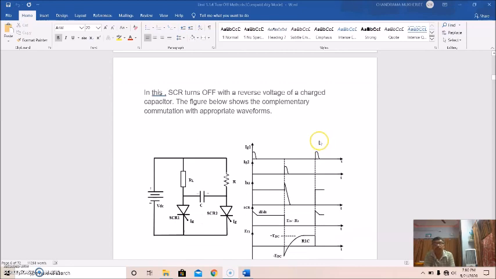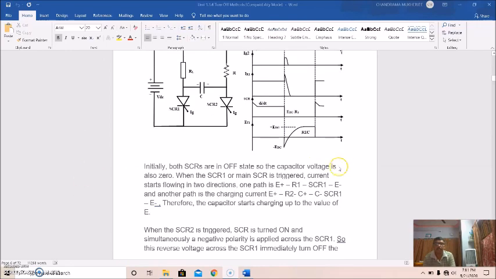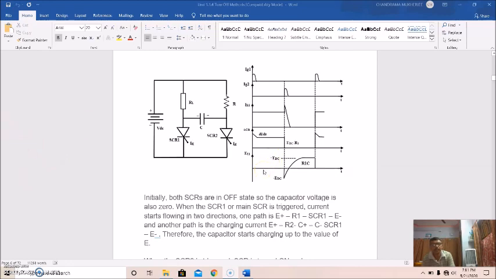So here, what we are finding, in the first stage, the thyristor turns off with a reverse voltage of a charged capacitor. This is shown in the figure here, the complementary commutation process. Both thyristors are in the off state, because SCR1 and SCR2 are both off. So the capacitor voltage is also 0. Now SCR1, the main thyristor, is triggered. This is SCR1.